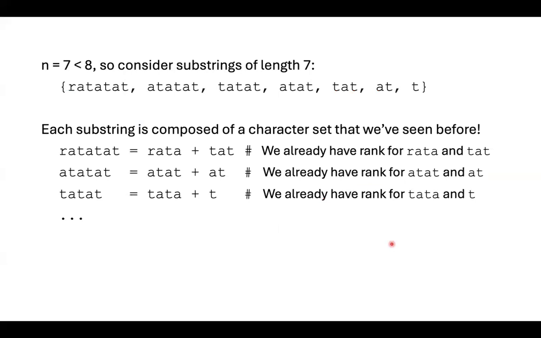And finally, let's get into substrings of length 7. Normally, we're going to consider the substrings of length 2, then 4, and then 8, and so on. But because in this particular example, we're looking at a string of size 7, we're going to stop at size 7. So we have all those substrings listed out here. And again, you'll notice each substring is composed of a character set that we've already seen before. So rata-tat is composed of rata and tat, and we already have those ranks.